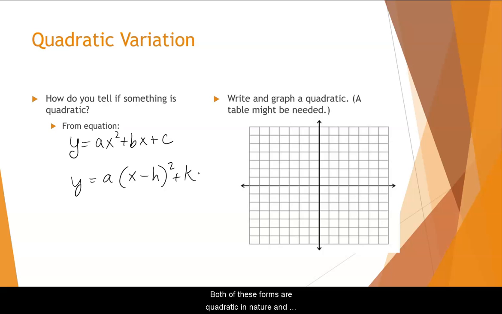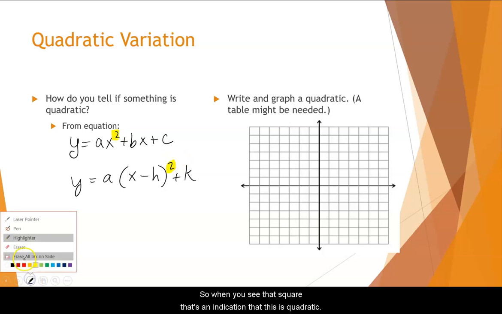Both of these forms are quadratic in nature, and what's really noticeable is the squared. So when you see that squared, that's an indication that this is quadratic.